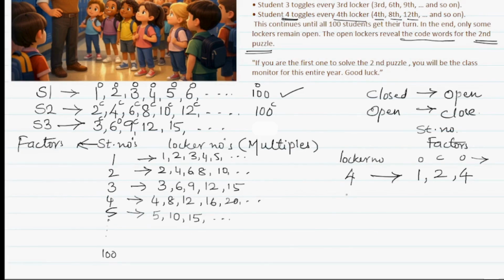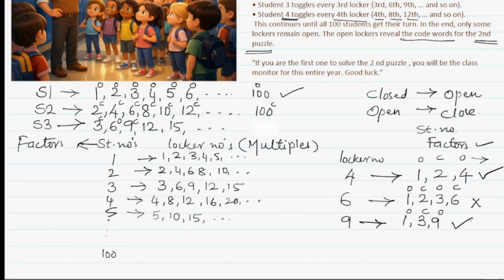Now let us check for number 6. Who all will touch locker 6? Student numbers touching means factors, so if you list just the factors, that's enough. 1, 2, 3, 6. So the first opens, the second closes, the third opens, and the sixth closes. So this will be closed. Now let us check for 9. Who all will touch locker number 9? The factors of 9: 1, 3, 9. So this is open, this is closed, and this is open. So this is open.